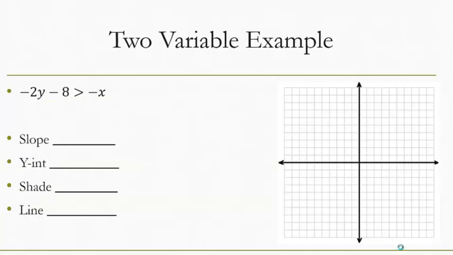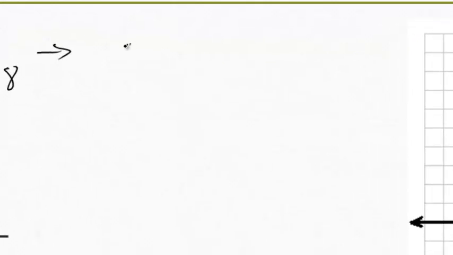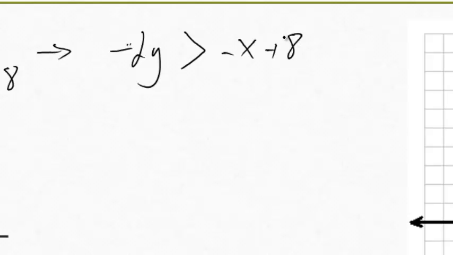Now here's just a simple two-variable example. This example isn't solved for y, so let's go ahead and solve for y. First step, we need to get negative 2y by itself, so let's add 8 to both sides. Then we'll get negative 2y is greater than negative x plus 8. Now we need to divide by negative 2 to get y alone.